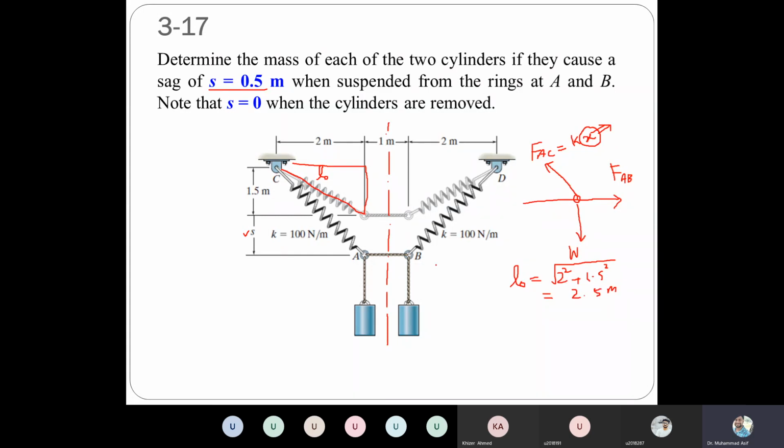And then what is the new length now? For the new length, the horizontal distance is the same, 2 squared. What about the vertical distance now? This is 1.5 plus 0.5, that is 2, so 2 squared is 4. That means 8 under root. 8 under root is equal to how much? 2.82, let's say. So how much is this stretch now? What is the value of x?